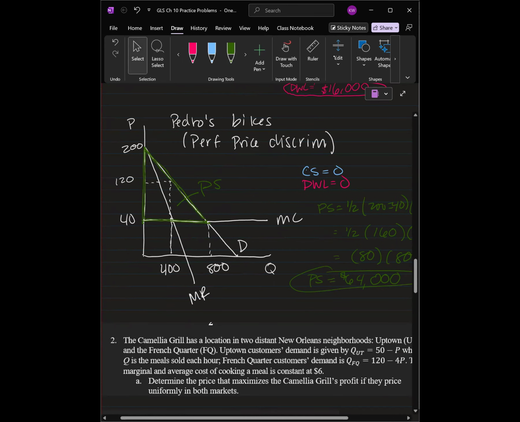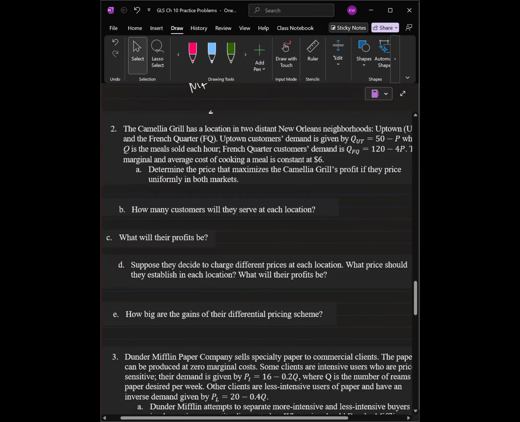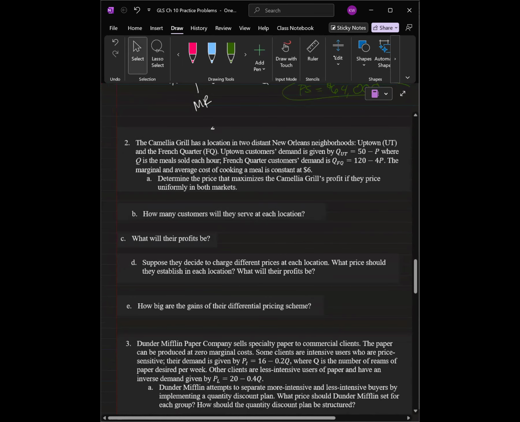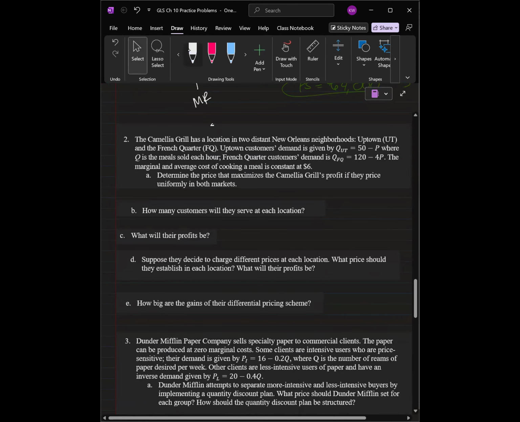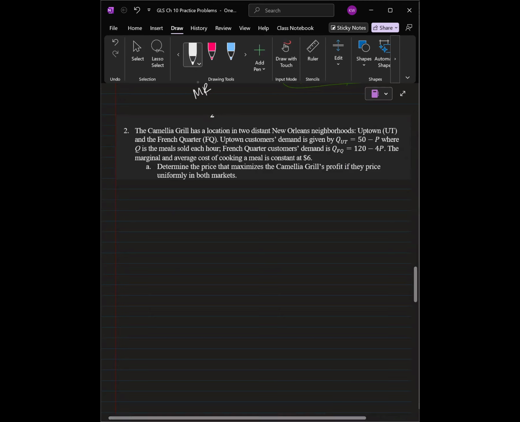Okay. Looking at our next practice problem, now we're going to do an example with segmenting. So we have Camellia Grill, which has 2 locations, at least it did, it doesn't anymore, in New Orleans. The first one is in the Uptown area near the colleges there. And then the second is in the French Quarter, so downtown. So Uptown customers have demand that's different from French Quarter customers, meaning that Camellia Grill can segment these markets and charge different prices, right?